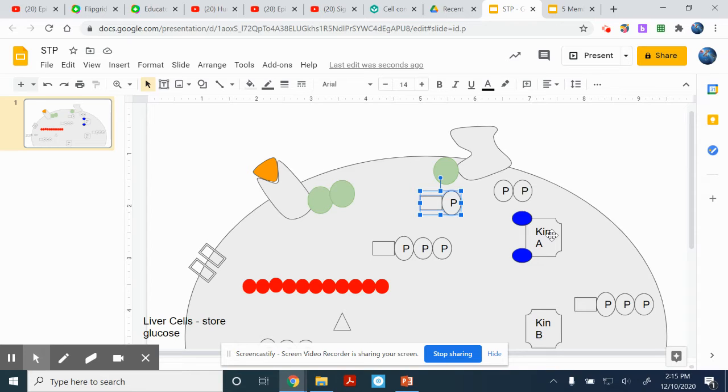Now, kinase A is a protein. It was made by an unattached ribosome, and they're just in the cytoplasm waiting to be activated because right now it's off. And it's off because it has these two regulatory subunits on it. Those blue circles are the regulatory subunits, and they're keeping the kinase off. So this kinase cannot catalyze any reactions until those regulatory subunits are removed. Well, that's what cyclic AMP can do.